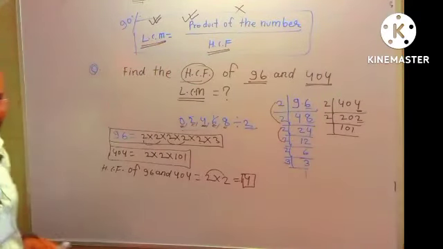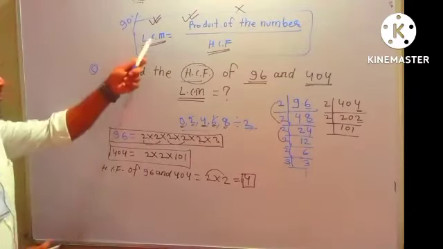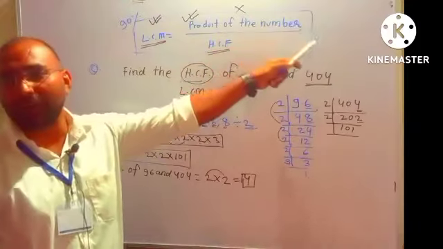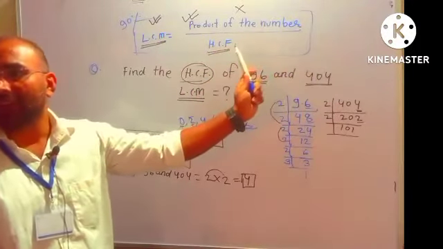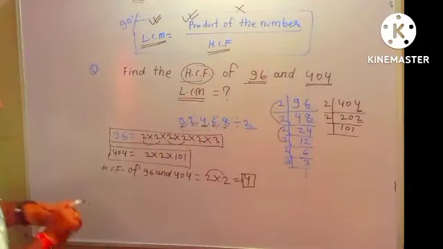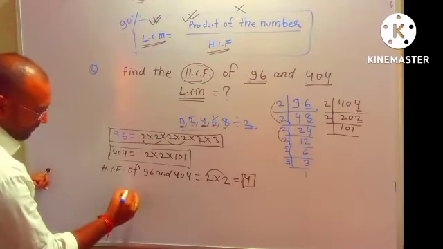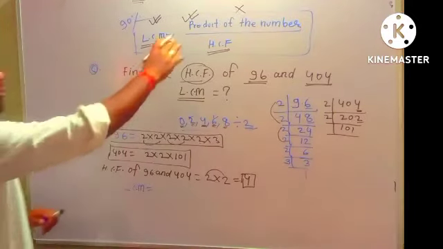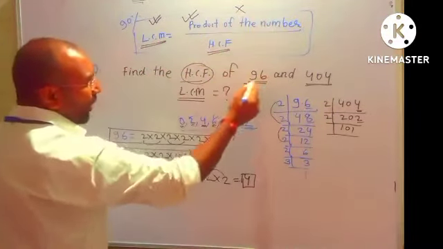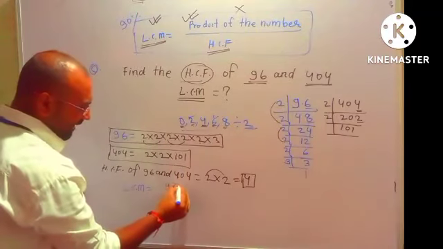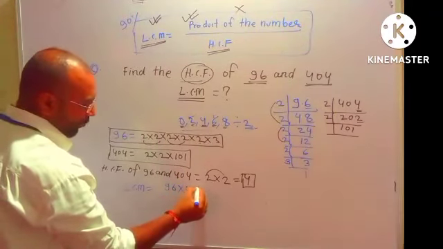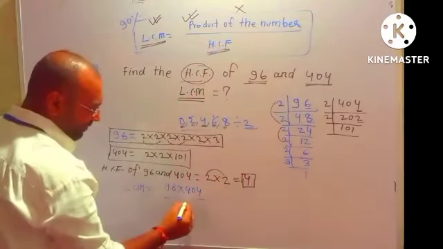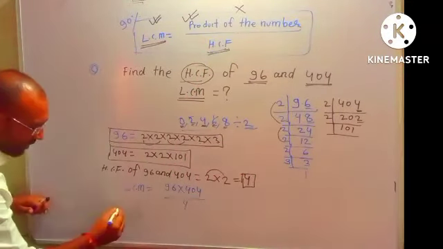Now what do we have to find out? LCM. So which formula will we apply? LCM is equal to the product of the numbers divided by HCF. So what are the numbers? 96 into 404, divided by HCF. So what's the HCF? 4. HCF is equal to 4.